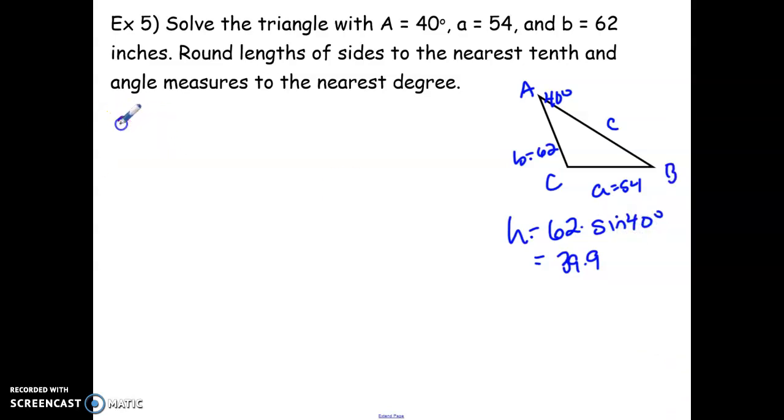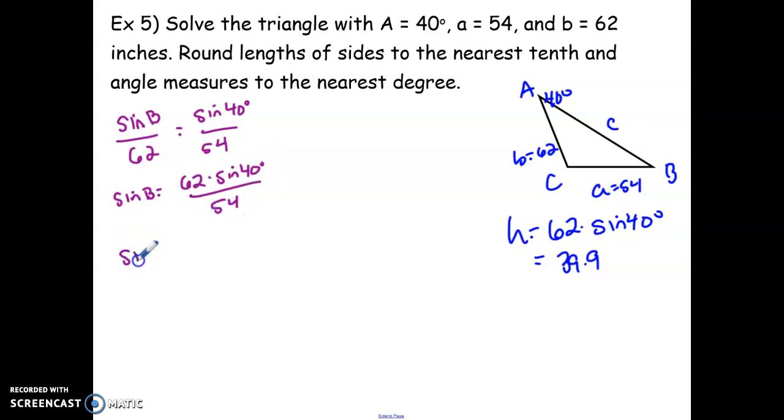So I'm going to flip the fraction over. So sine of B over 62 will equal sine of 40 degrees over 54. Okay, multiply by 62, I get sine of B equals 62 times sine of 40 degrees divided by 54. And I get sine of B equals 0.738. Okay, do inverse sine, so sine to the -1 or second sine in your calculator, make sure it's in degree. And I get 48 degrees.